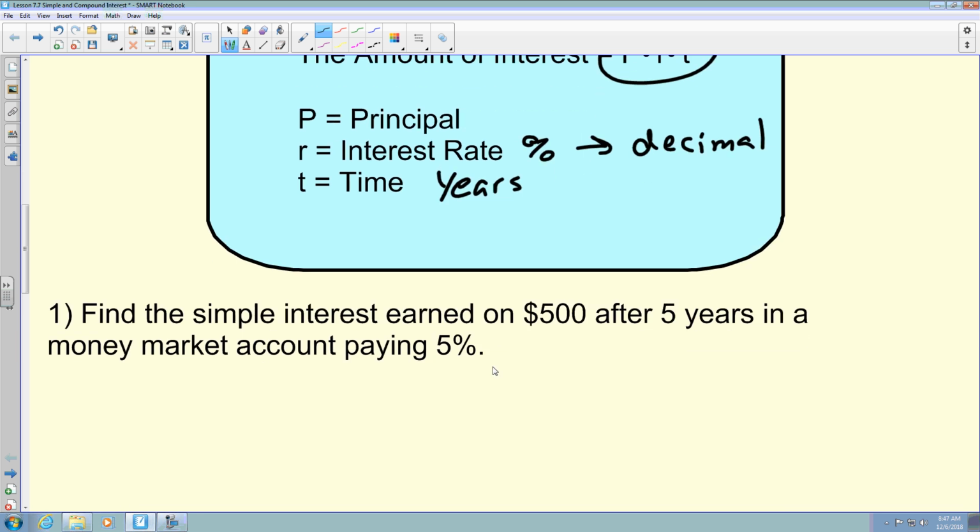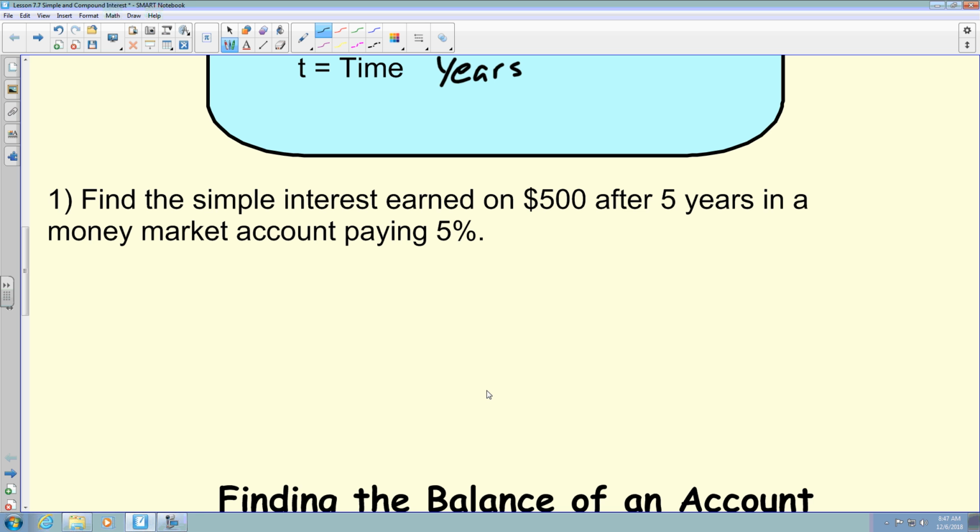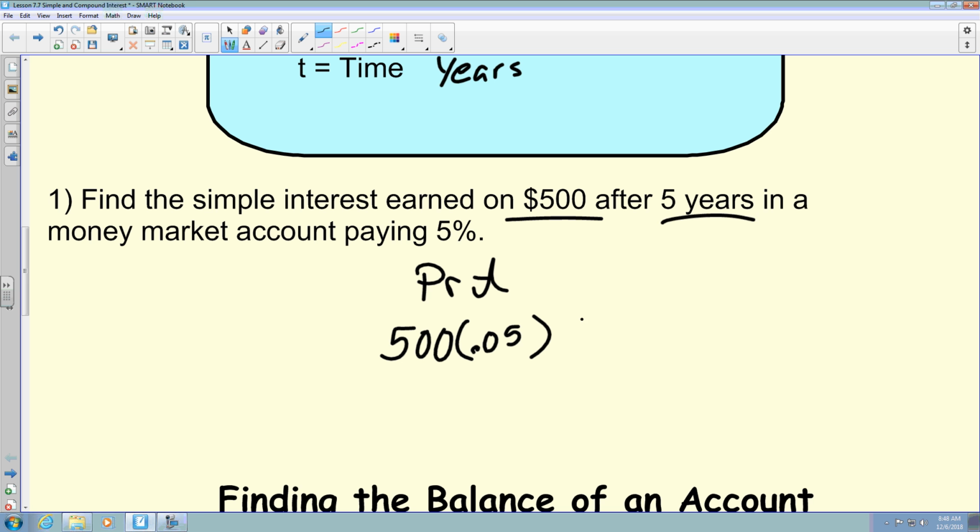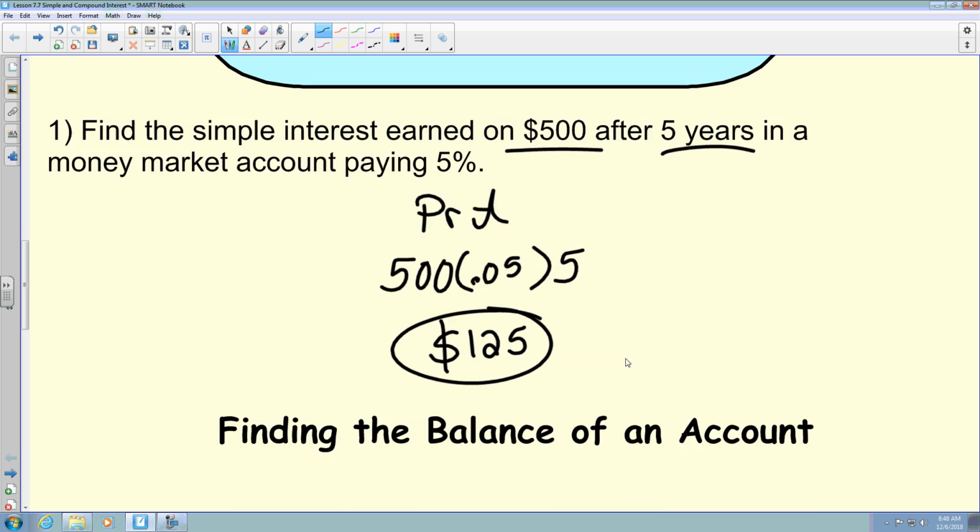Okay, so looking at this first problem here, it says find the simple interest earned on $500 after 5 years in a money market account paying 5%. So we got P, we got R, we got T. The principal, the initial investment was $500, so I got 500 here. The rate was 5%, but remember that you have to convert it to a decimal. So 5% is 0.05, and then the time in years, which was 5 years. Multiply all that out, and you would get $125. So that's how much interest you earned from that initial investment of 500 bucks.